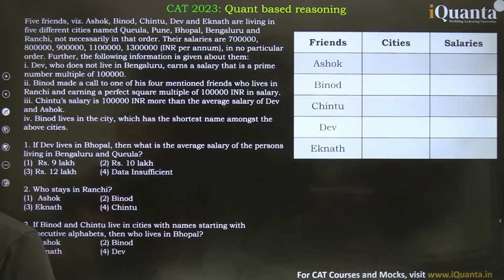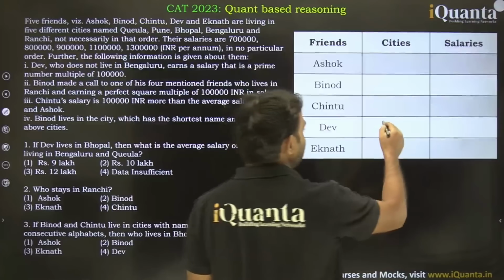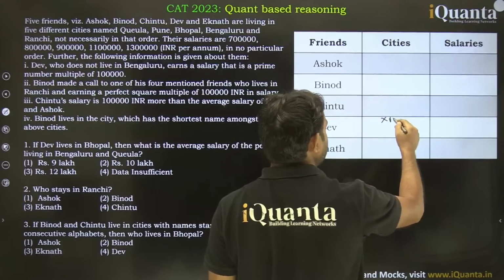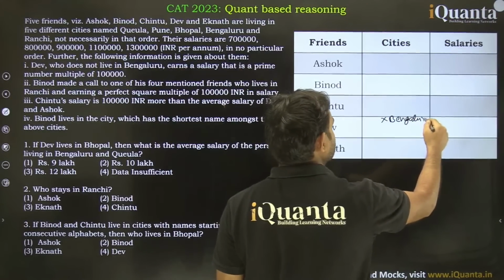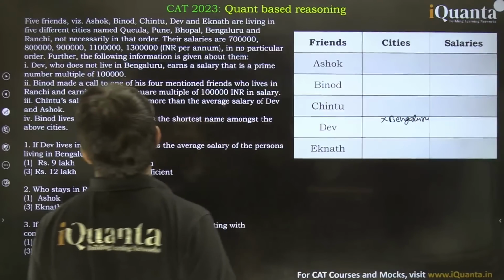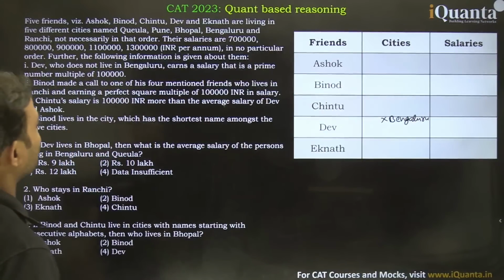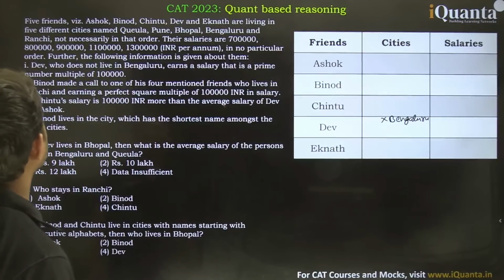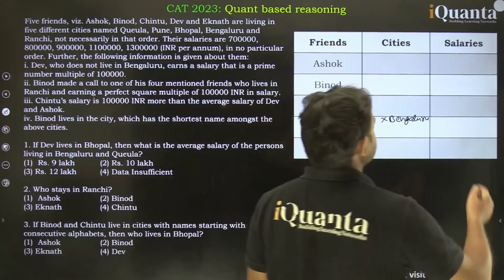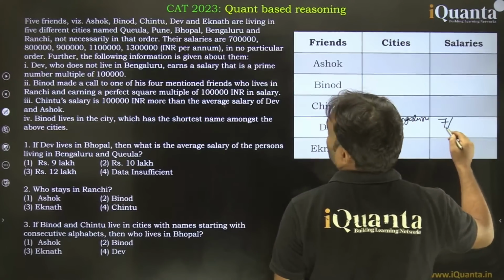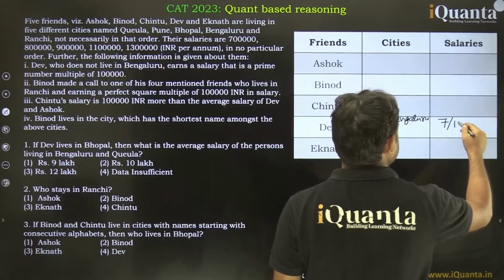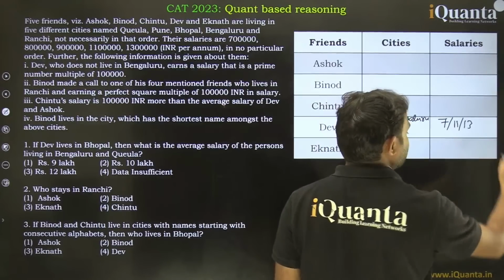Further, the following information is given about them. First, Dev, who does not live in Bangalore. So, I will note it down here that Dev does not live in Bangalore. Dev earns a salary that is a prime multiple of 1 lakh. So, his salary could be either 7 lakhs or it could be 11 lakhs or it could be 13 lakhs.